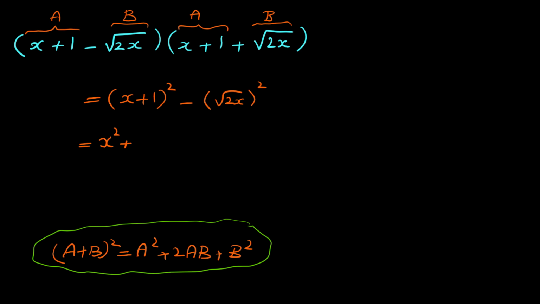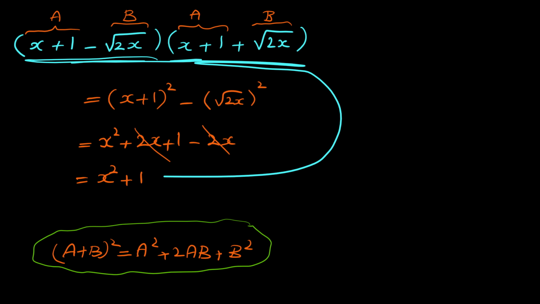2 times x times 1 is 2x. And finally, b to the 2, b is 1, 1 to the 2 is 1, minus radical x to the 2 is 2x, because radical and power cancel. Now if you look here, 2x minus 2x is 0, so this cancels with this, and the final answer is x^2 plus 1. So the answer of multiplying this bracket by this bracket is x^2 plus 1.